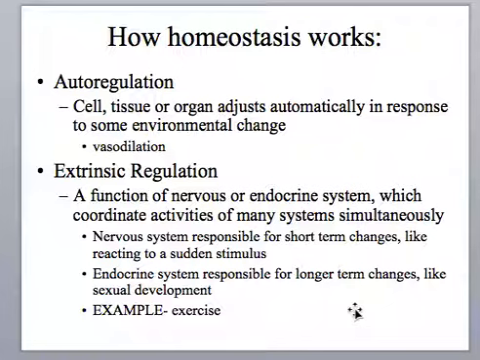So another way of looking at this is thinking about autoregulation and extrinsic regulation. So positive and negative feedback loops can work within a tissue or within a cell in autoregulation, and they can also work outside of a system, where one system imposes itself on another. So in the case of autoregulation, what you have are characteristics where the cell, tissue, or organ adjusts automatically in response to some kind of environmental change.